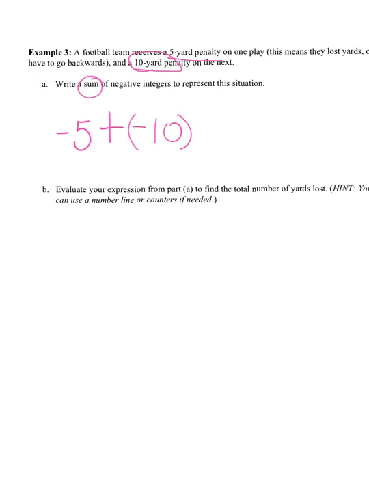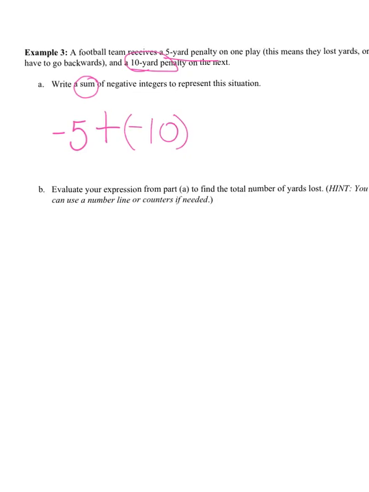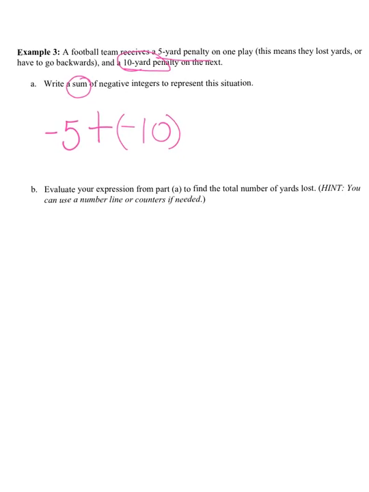Part B, evaluate your expression from Part A to find the total number of yards lost. Now we're giving you a hint. It says you can use a number line or counters if needed. So I'm going to rewrite my problem down here, -5 plus -10. And one way I can think about it would be with counters.